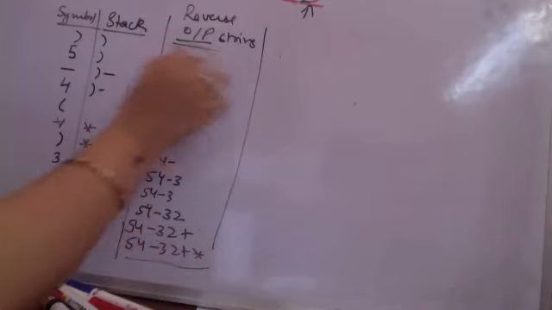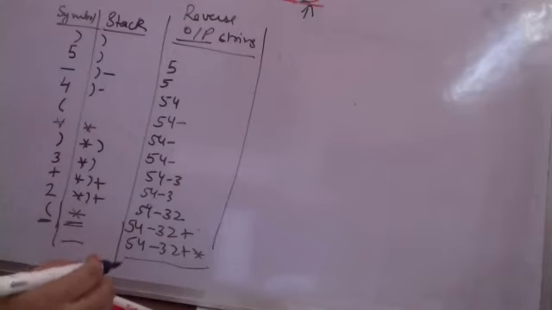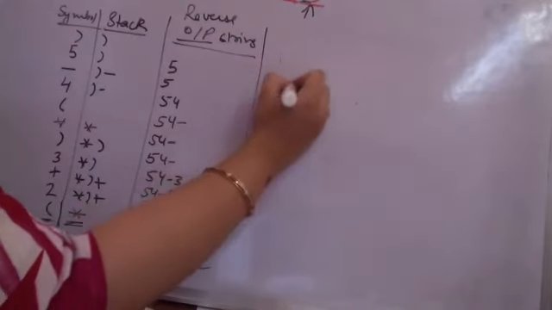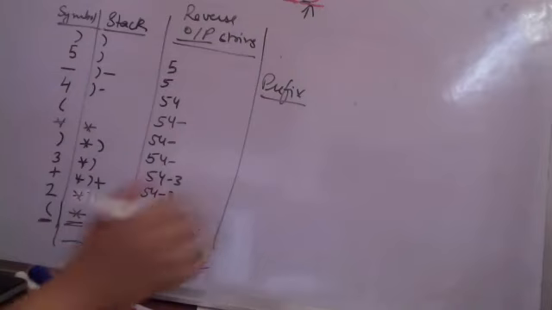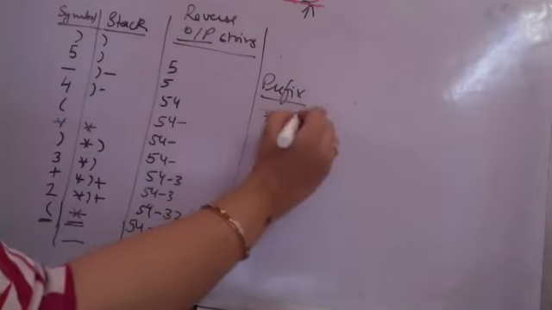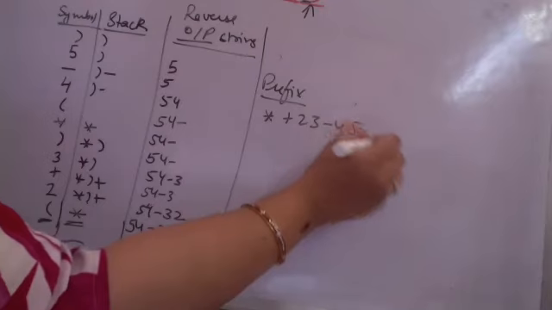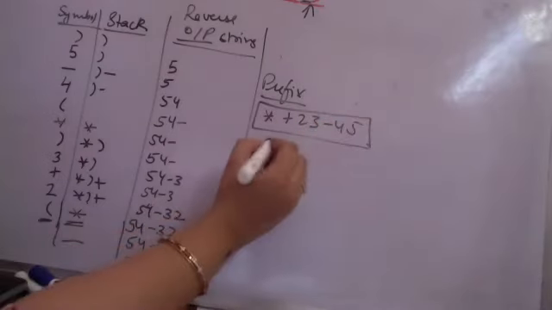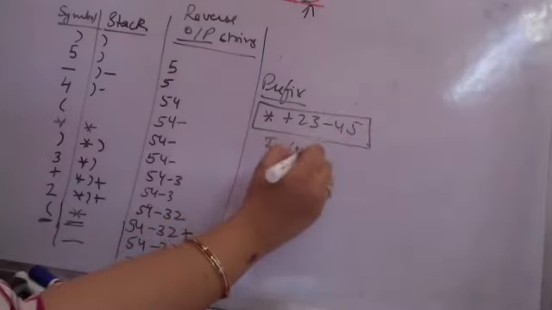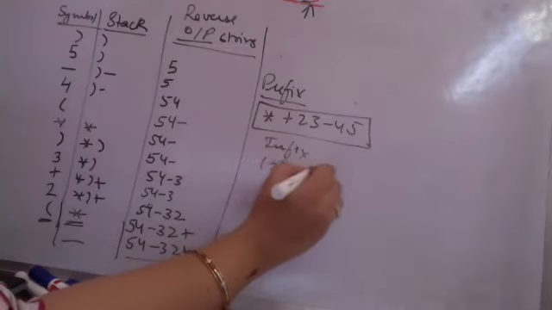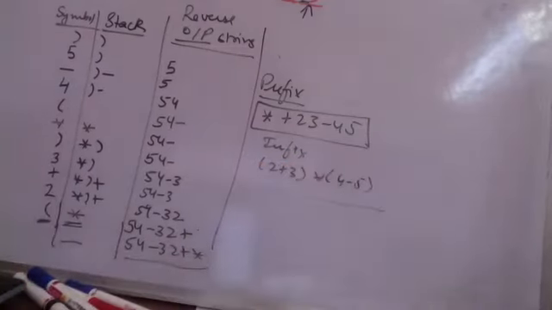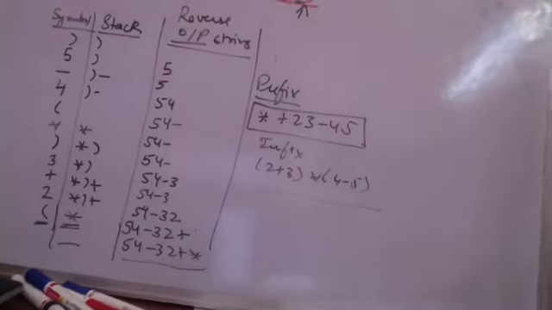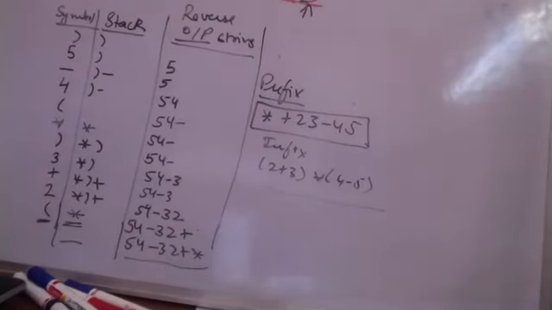This is the reverse output string that you have got. So, the prefix expression that you are looking at here will become the reverse of this expression, so that it becomes multiply plus 2, 3 minus 4, 5. This becomes your final prefix expression for the given infix 2 plus 3 into 4 minus 5. Is it clear to all of you? Is the conversion clear to all of you?